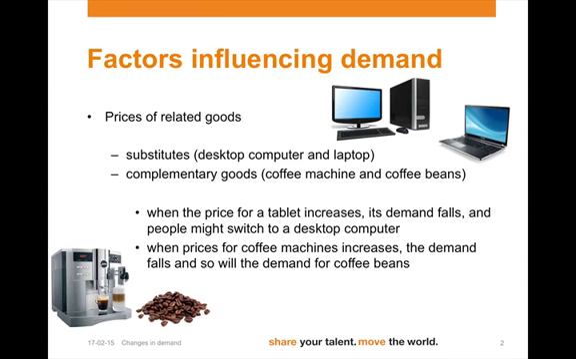Related goods can either be substitutes, for example a desktop computer or a laptop, which are almost common in use, or complementary, which we call complementary goods. A coffee machine, for example, needs coffee beans. When the price for a tablet increases, its demand falls, and people may consider switching to a desktop computer. When the prices for coffee machines increase, the demand for coffee machines falls, and this will have a consequence for the demand for coffee beans. That will also fall.